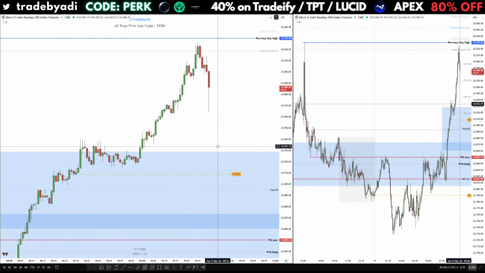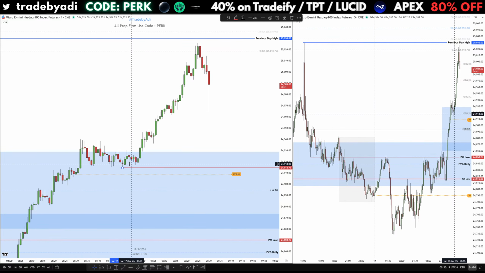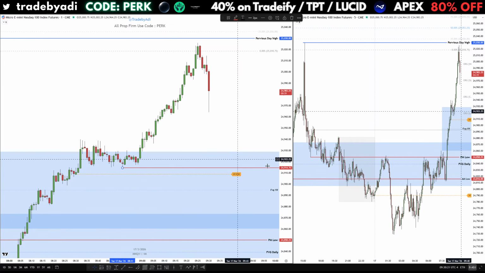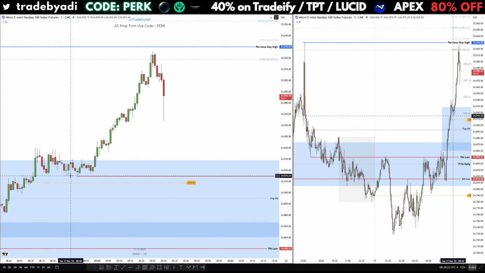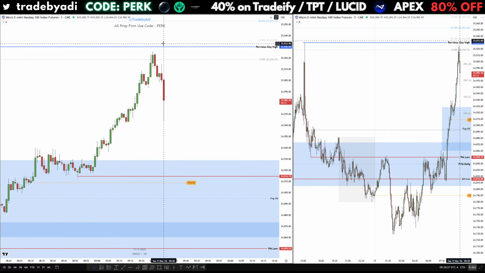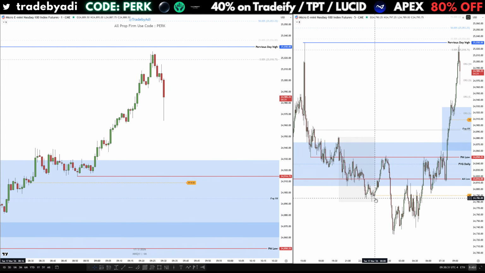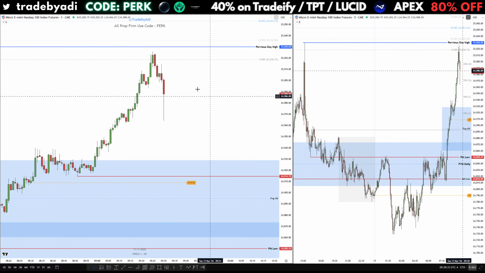On a 1 minute, we do have this equal low. This equal low is also aligning with the 1 hour FVG, and we are above the 8:30 high, so we are above the 8:30 high and also the midnight opening price.